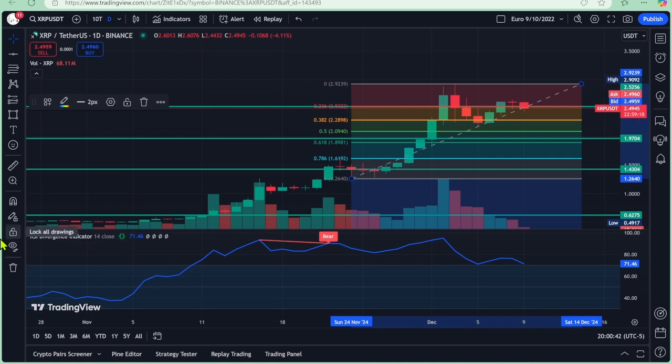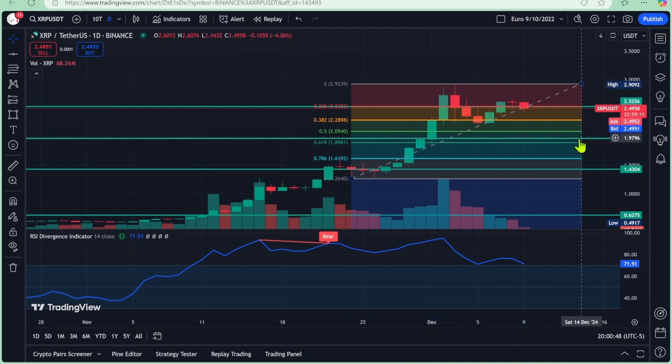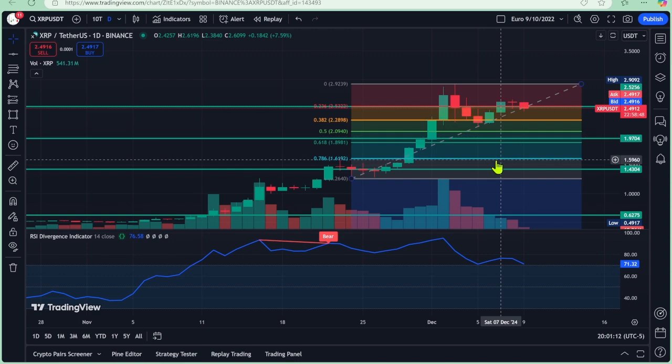And this horizontal line that we created before is very close to this 618 retracement level. A lot of times, if the trend is still upward, it can go down to this 618 before it bounces and goes back up. And in extreme cases, it can go down to the 786 retracement. It can go all the way back down here.